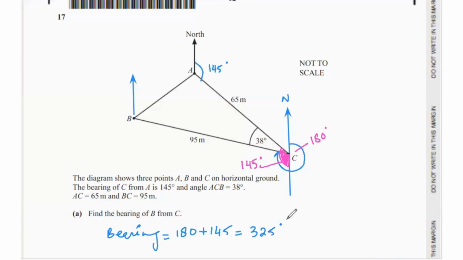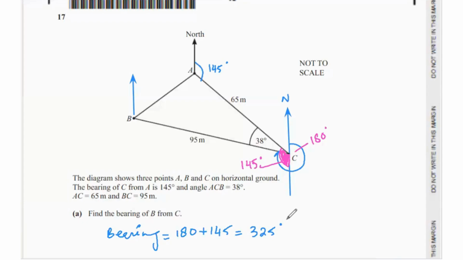In bearing, remember you always write your bearing as a 3-digit number. It's never written as 2-digit. Like for example, if you had the bearing of 25, you won't write 25, you'll write 025. So 325 is the bearing over here of B from C.